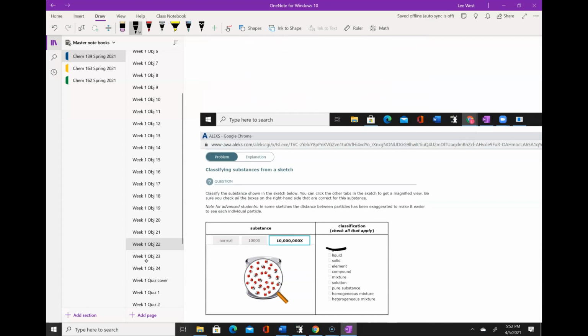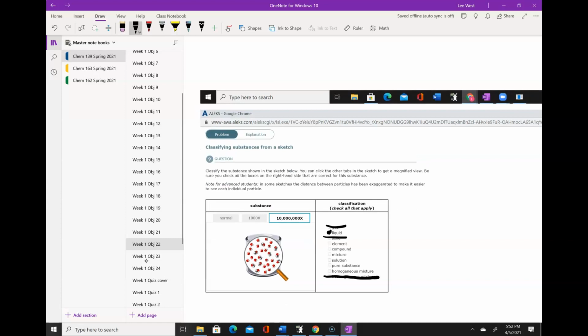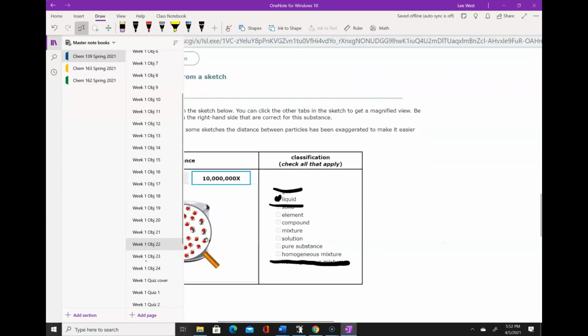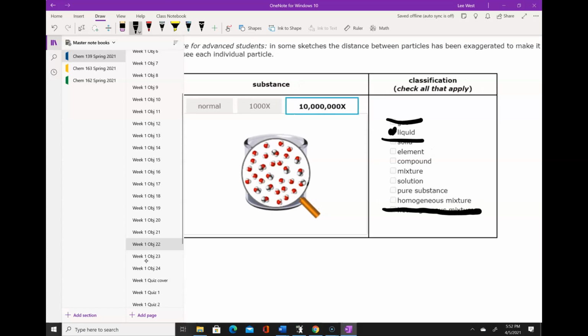So we know it's not a gas. We know that it's a liquid. We know that it's not a solid. And we know that it's not a heterogeneous mixture. So let's have a look at this 10 million times view real closely. The first thing I see there is that there's more than one type of atom present, so it is not an element. The next thing I see is that there's different molecules present. So that means that it is not a compound and it is a mixture. Now, if it's not an element and it's not a compound, it can't be a pure substance, so that has to go.